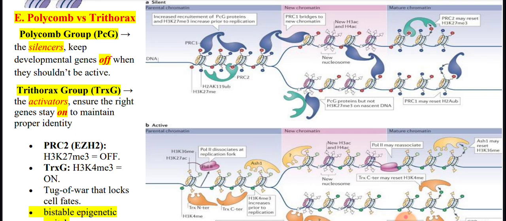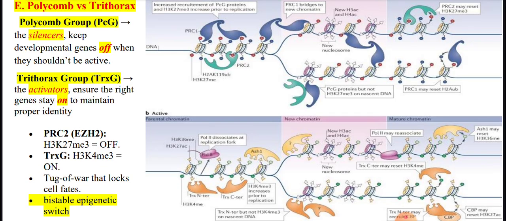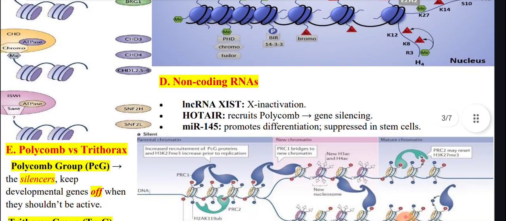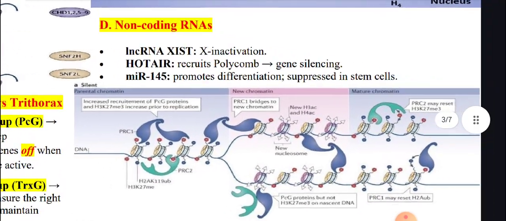The long-term fate of a gene, whether it stays on or off in a lineage, depends on the balance of power between polycomb and trithorax activities at its locus. A constant battle maintaining cell identity. Fascinating. Beyond these big protein complexes, we're also learning more about regulatory roles for RNAs that don't code for proteins, right? Non-coding RNAs. Yes, they are emerging as major players in gene regulation, including epigenetic control.